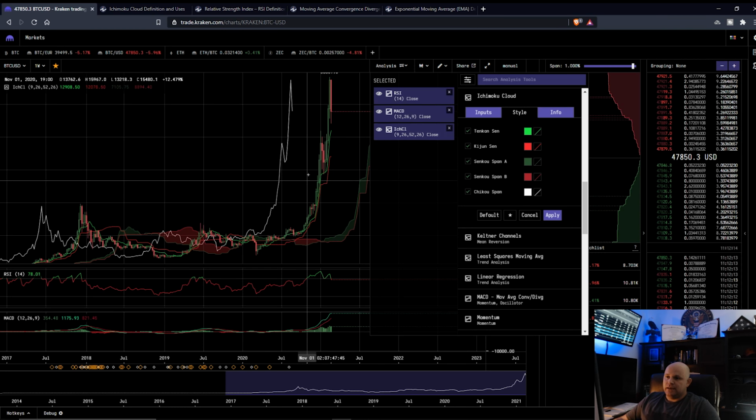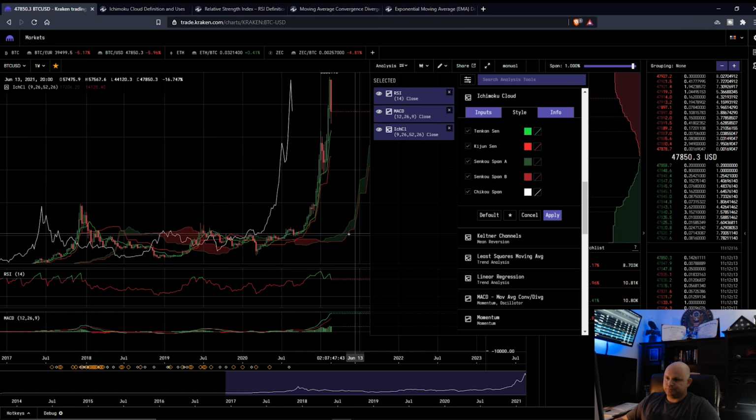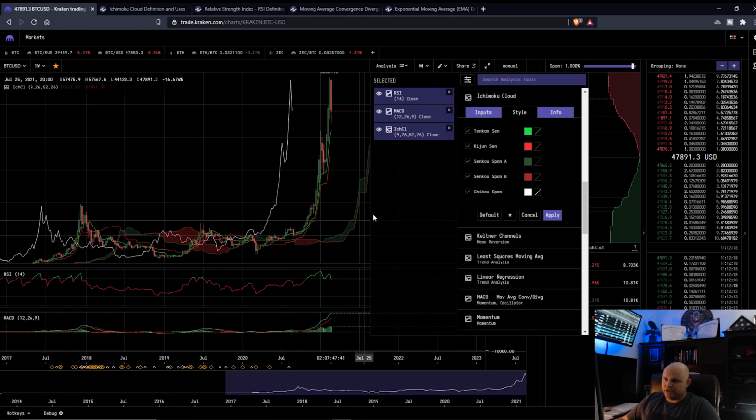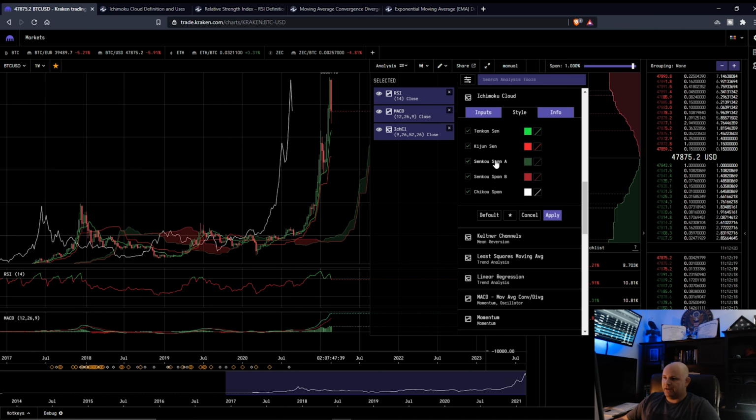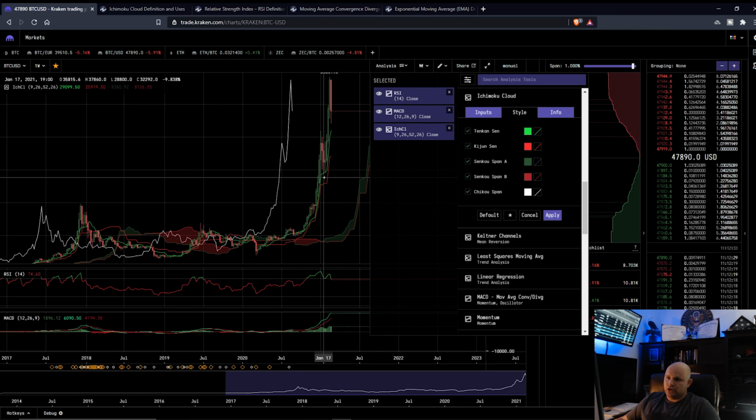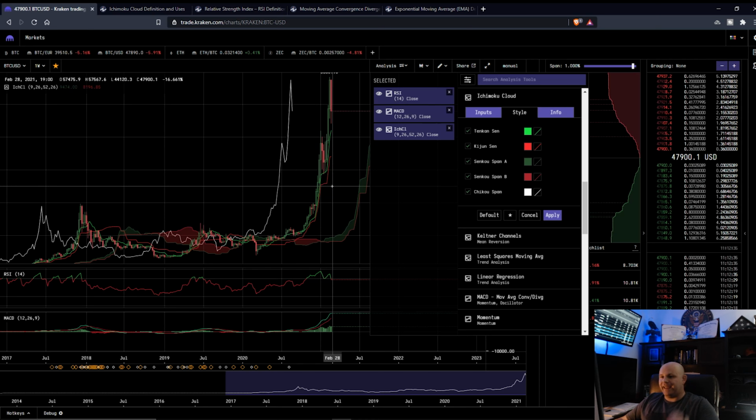But the Tenkan Sen is the line within the cloud, the Kijun Sen, the red line within the cloud, and then you have the Senkou span A, right? So if I take this off, the span A and B are the lines of the cloud, and then the Kijun Sen lines are the lines following the candles.